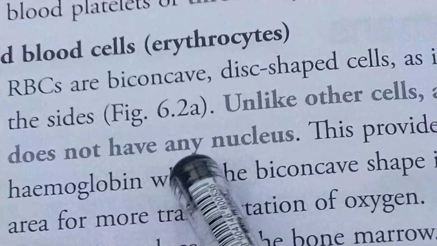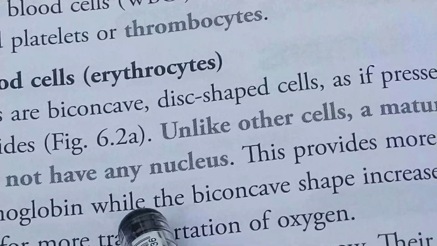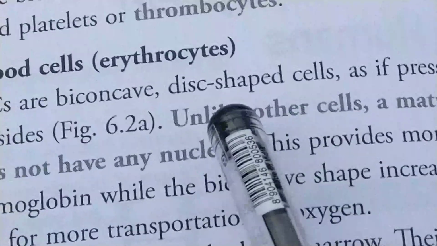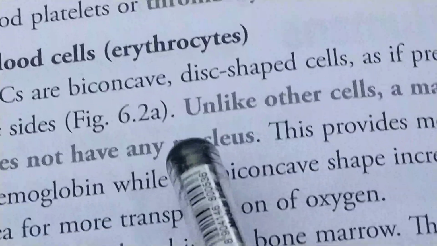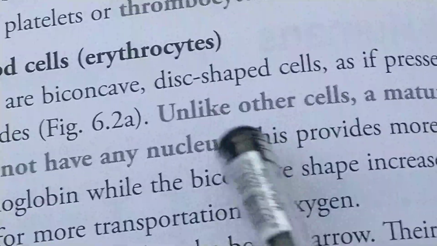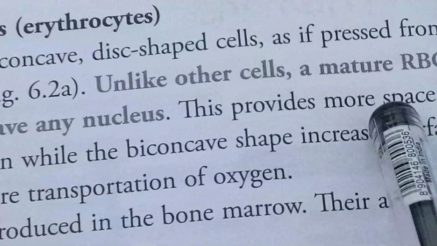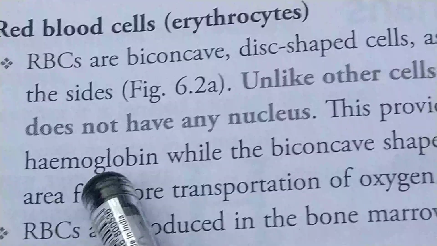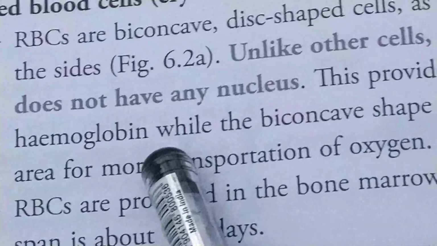Unlike other cells, a mature RBC does not have any nucleus. बोल्ड लाइन में जो लिखा है, दिस लाइन इज वेरी इंपॉर्टेंट, क्योंकि मैच्योर्ड ह्यूमन आरबीसी में कोई न्यूक्लियस नहीं रहता है. तो प्लीज जस्ट माइंड इट. अनलाइक अदर सेल्स, मतलब अदर सेल की तरह मैच्योर आरबीसी में कोई न्यूक्लियस नहीं होता है. दिस प्रोवाइड्स मोर स्पेस फॉर द हीमोग्लोबिन. क्यों नहीं होता है? बिकॉज इट प्रोवाइड्स मोर स्पेस फॉर हीमोग्लोबिन.